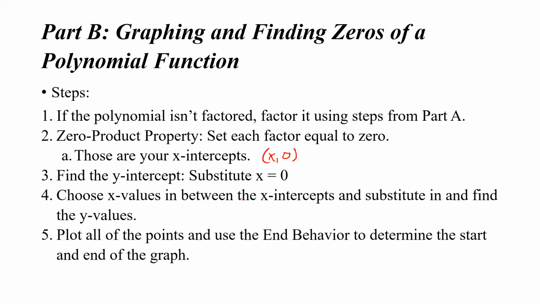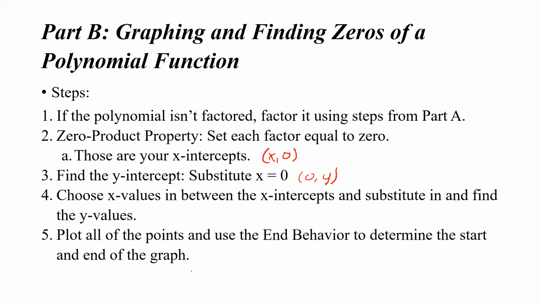Then we're going to find our y-intercept by substituting x equals 0 into the original. And so then we'll have our 0 comma our y. Then we're going to choose x values in between the x-intercepts and substitute in and find the y values of those. This is just to help us have a more accurate graph.